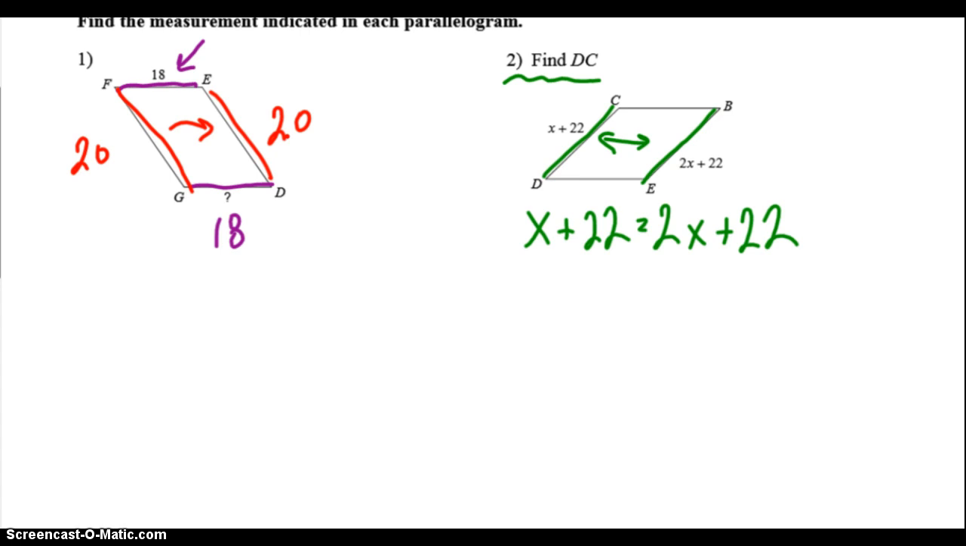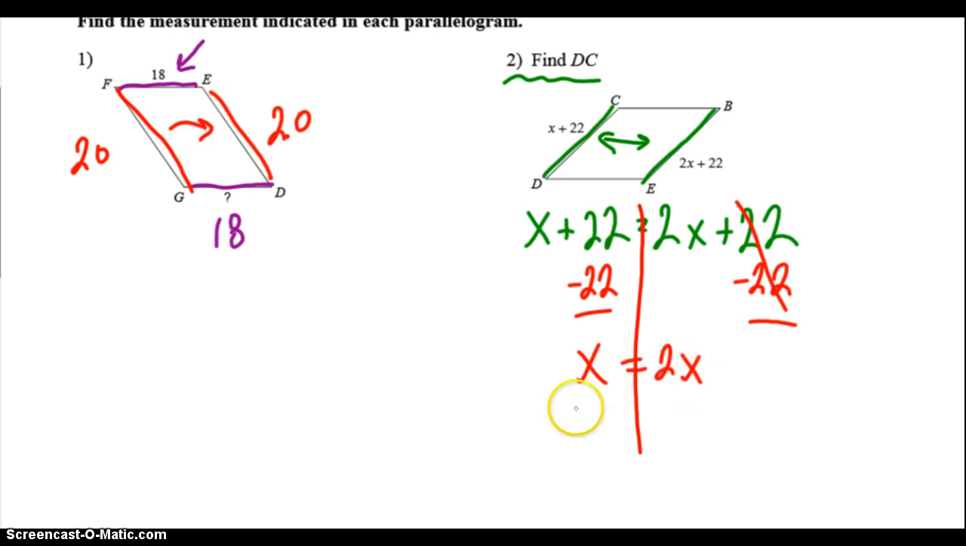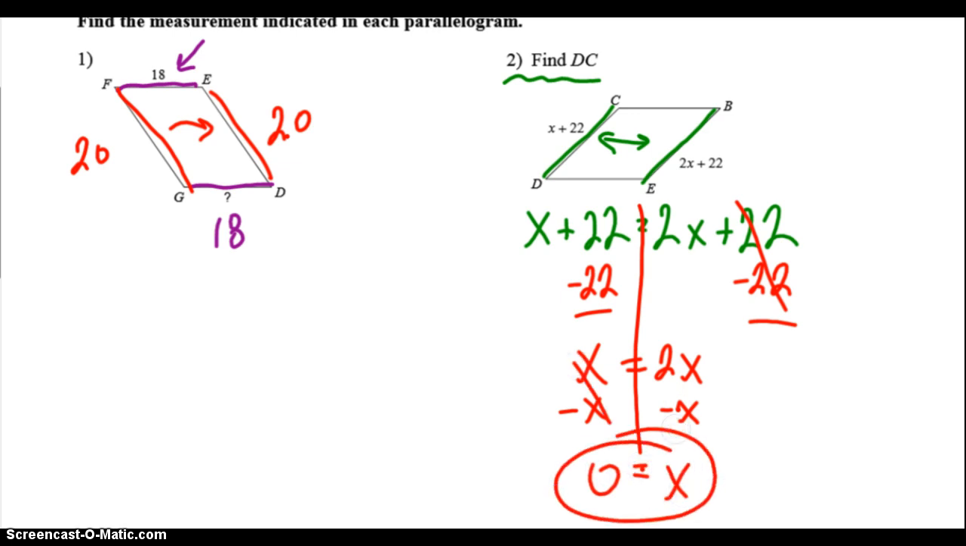Let me get some more room. Go ahead and solve just like I would normally. I would just subtract 22 from both sides. The 22's cancel out. I'm left with x equals 2x. I'll subtract an x from both sides. So I get 0 equals x, and I'm done. 0 equals x. But I'm not quite done yet because they wanted me to find DC.